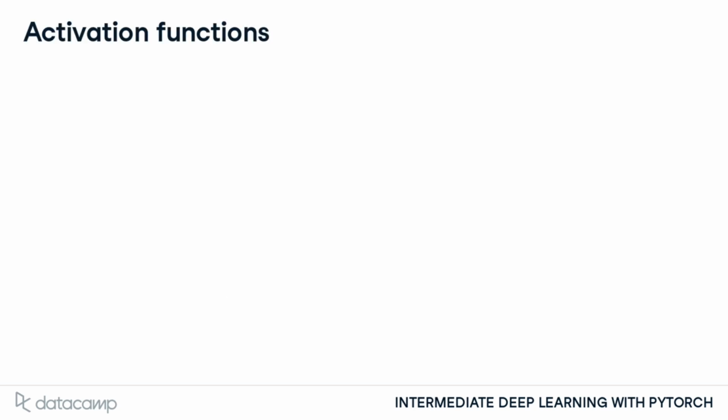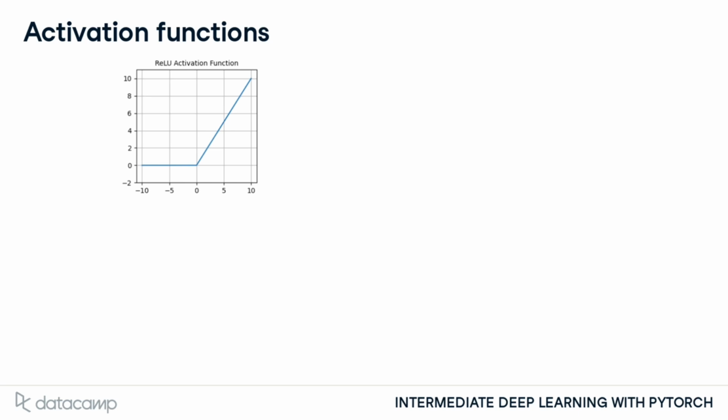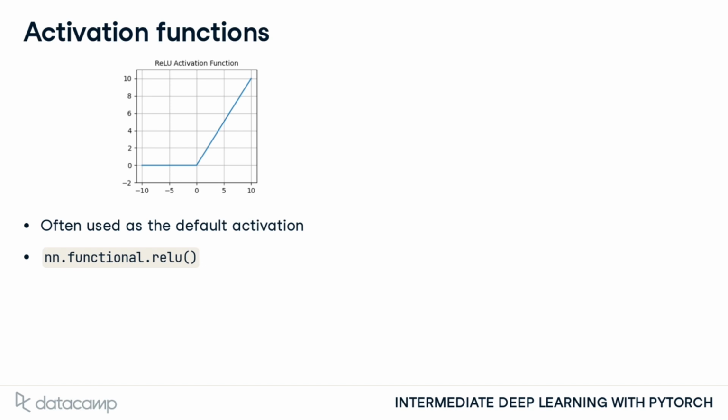Let's discuss activation functions now. The ReLU, or rectified linear unit, is arguably the most commonly used activation. It's available as nn.functional.relu. It has several advantages, but also an important drawback. It suffers from the dying neuron problem. During training, some neurons only output a 0. This is caused by the fact that the ReLU is 0 for any negative value. If inputs to a neuron become negative, it effectively dies.